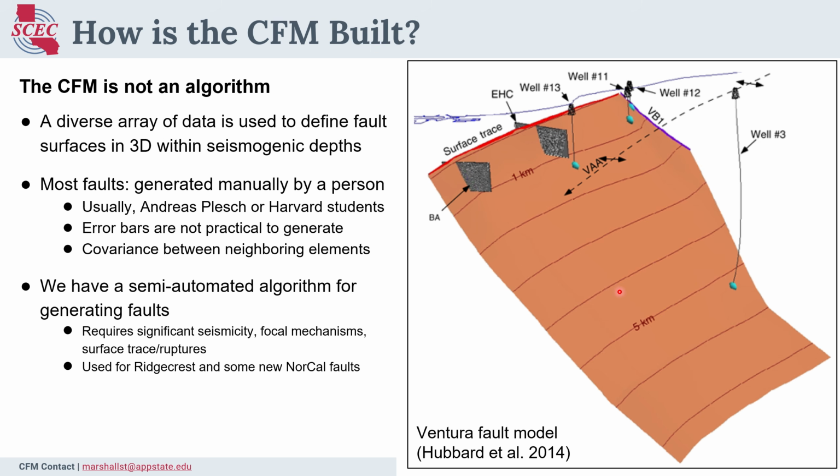The downside is what a lot of modelers want is they want a dip angle and an error bar. When you build a fully three-dimensional representation like that, you can't just say the dip is 45 plus or minus 2, because every one of these patches is actually a triangle.